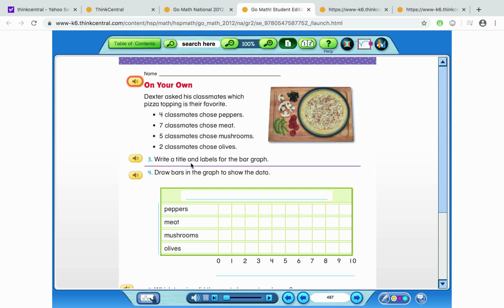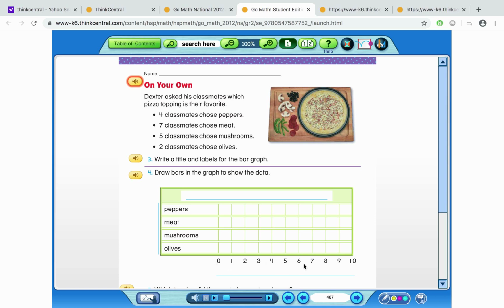So we're going to write a title and label for the bar graph. Here's the title. So I'm asking my brain, what was all this about? It was about favorite pizza toppings. So that would be a great title there. Looking at this blank over here, you're going to have to turn your page sideways probably to write. What do all these have in common? Peppers, meat, mushrooms, and olives. You're going to want to write along here toppings because these are all the pizza toppings. The word pizza toppings, the word toppings, both would work well here.